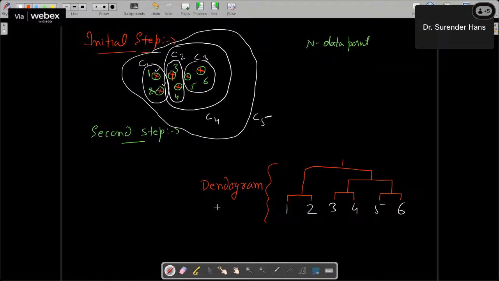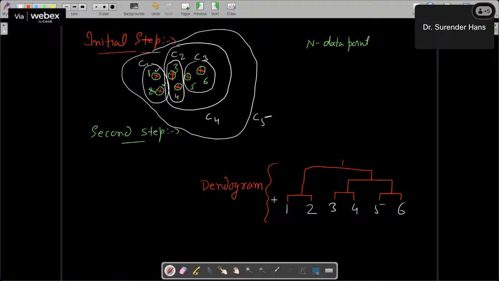So at the last, there will be a single cluster. So here like C5, this C5 contains all the data points. That is the last big cluster.